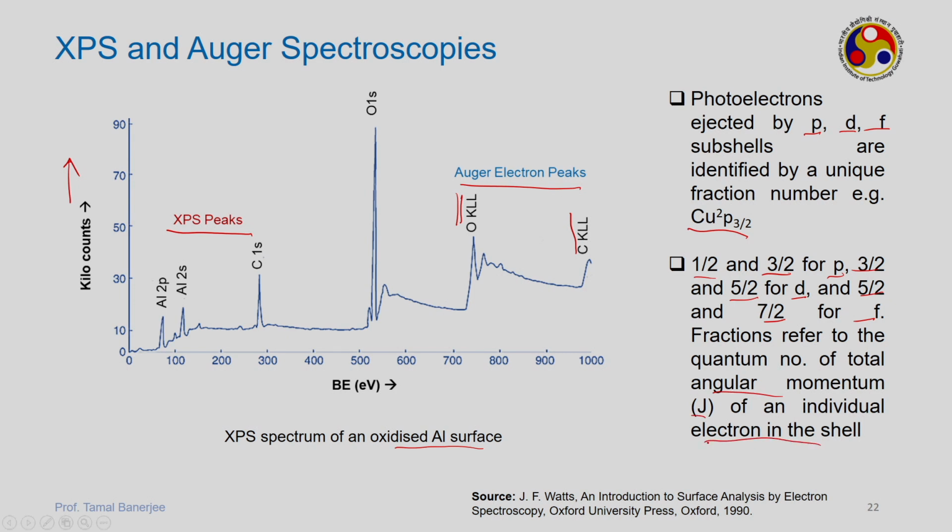I have already discussed in the previous lecture how the particular orbitals are split, through spin-orbit coupling, 1/2, 3/2, the total angular momentum. From that you will get different peaks.